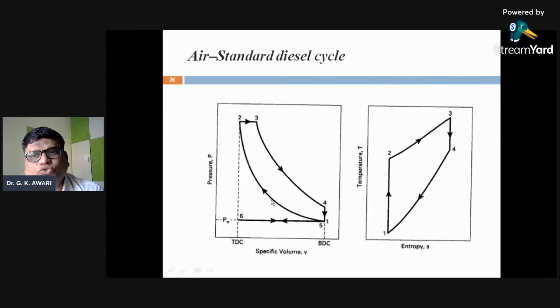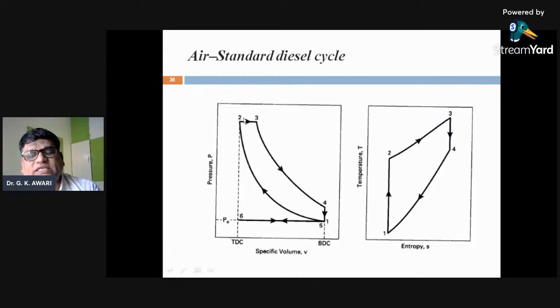Here 1 to 2 is the compression of the air which is sucked inside the cylinder, and 2 to 3 is the heat addition. What was the heat addition taking place in the spark ignition engine, the petrol engine? In the petrol engine, the constant volume heat addition was there. What is the change here? In the diesel engine, the constant pressure heat addition is there. So this 2 to 3 is the heat addition.